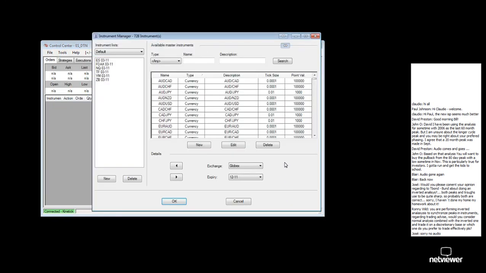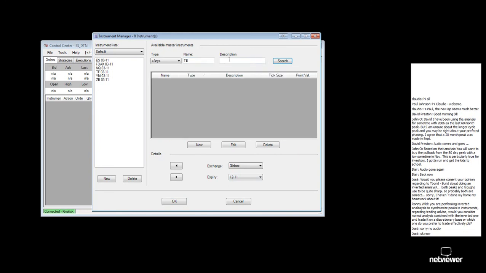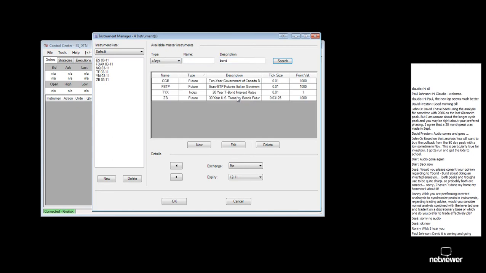I must say I don't follow the analysis on a personal level for my trading on the T-bond. Right, let's go to Instrument Manager.